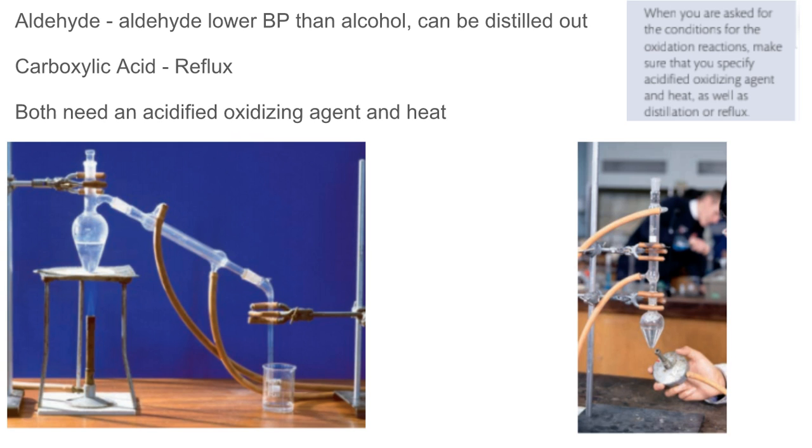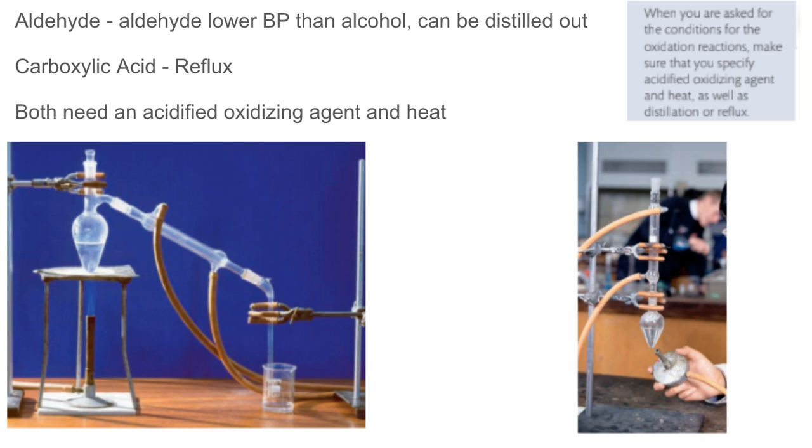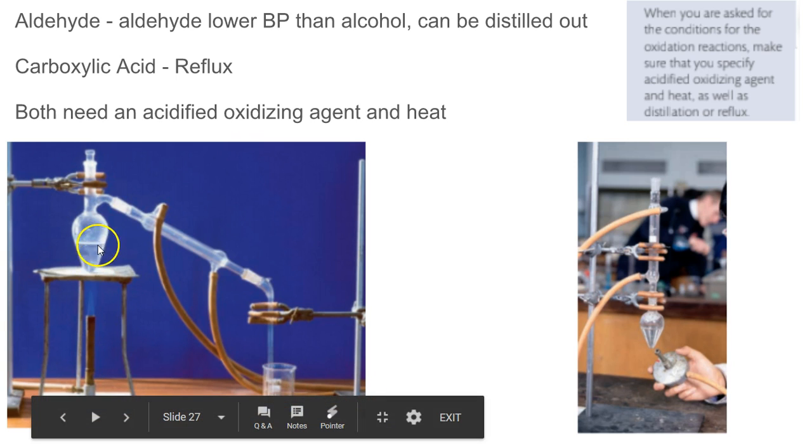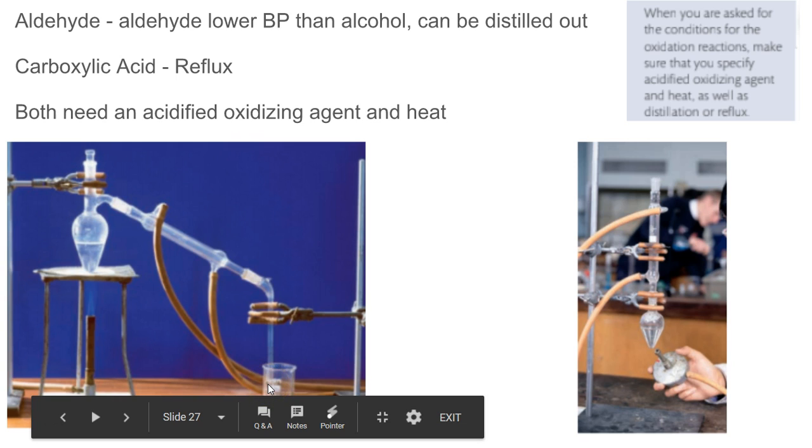So on the picture on the left here, this is an example of a distillation setup. So if I look back at this equation, if I just want the aldehyde, what I can do is I can distill out the aldehyde because it has a lower boiling point than alcohol. That picture on the right, however, is the carboxylic acid created through reflux. So how this works is you're going to heat up your solution, and the aldehyde is going to boil out. It's going to evaporate, and then you're running cold water through this tube, and so as the gas evaporates, it's going to hit the cold water, and it's going to go back to liquid form and fall in this beaker. That's if I want the aldehyde.